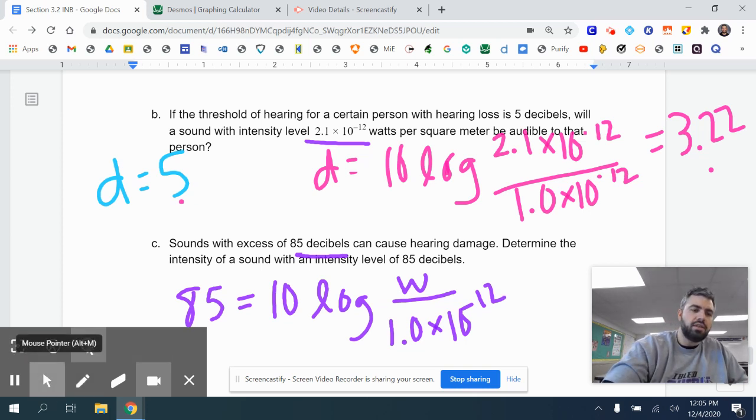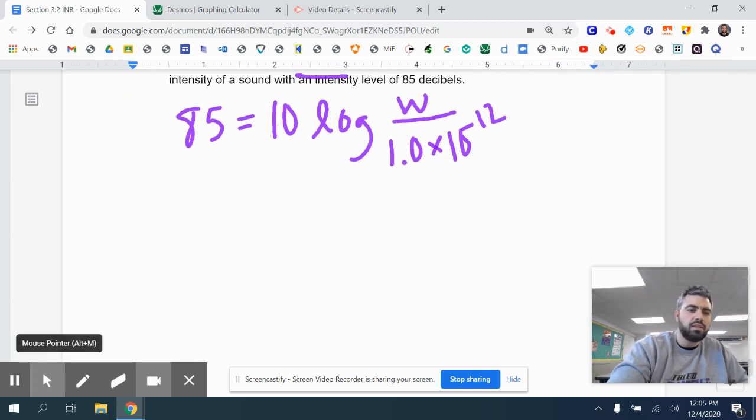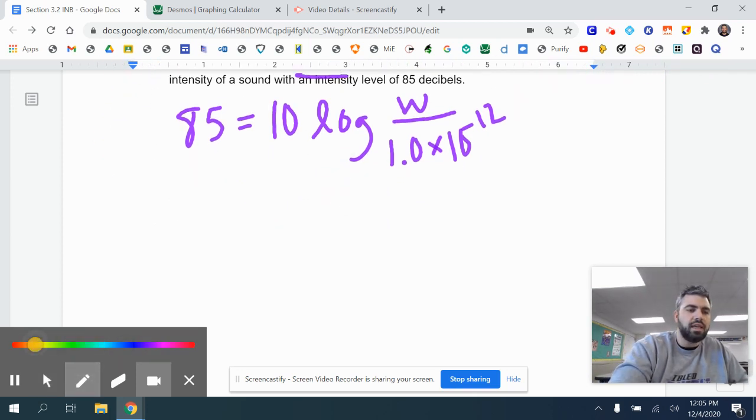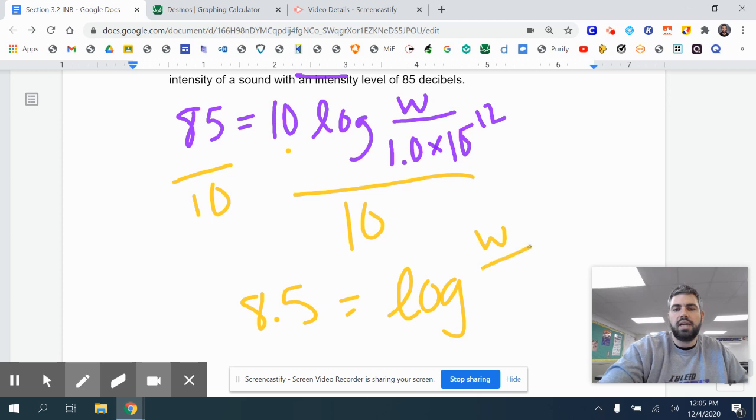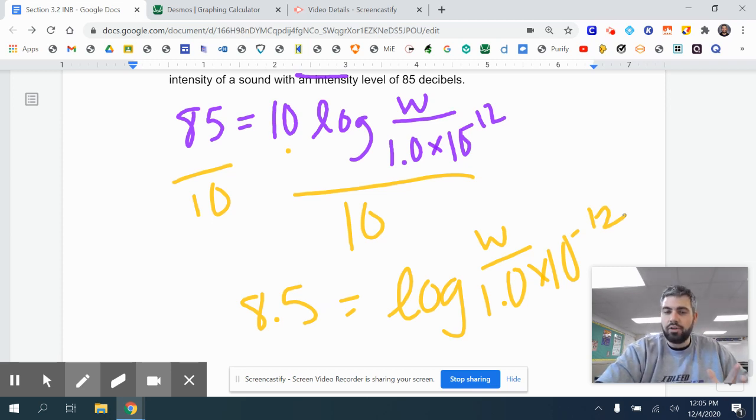If I'm looking at this problem and I want to solve it, first off, I have to get rid of this 10 right here. So I'm going to divide both sides by 10. Then I get 8.5 is equal to log base 10 of W over 1.0 times 10 to the negative 12. Now, before we can go any further to answer this question, we have to know properties of logarithms. That's what we're going to talk about in the next section. So we're going to stop this problem here and we'll finish it the next time.